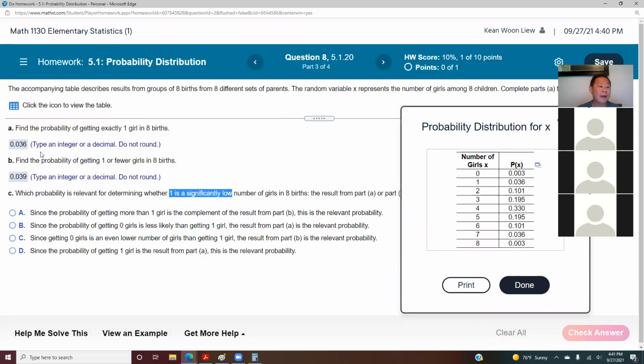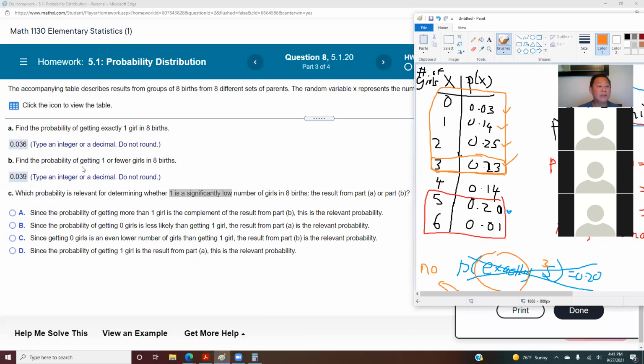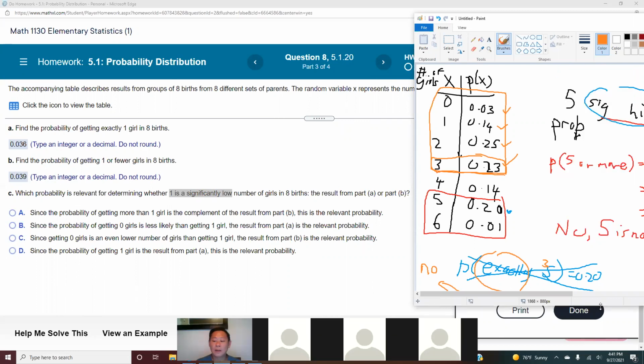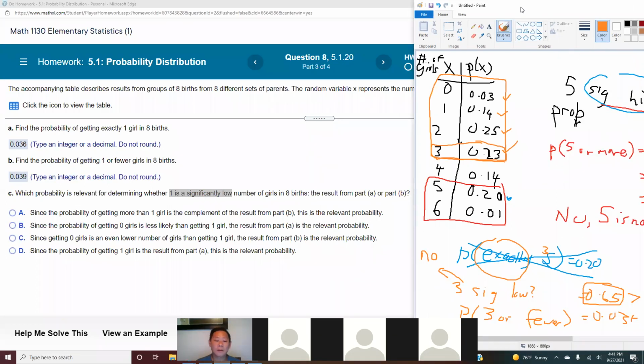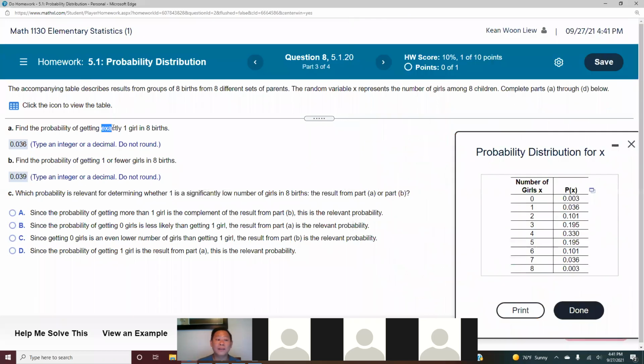So the question now is asking, which probability are we using here to figure out if one is significantly low? Is that from part A or is it from part B? So which one are we using when I figure out if one is significantly low? Part A or part B? Part B. Why do we use part B in this case? Because that's the one that has fewer number of girls.